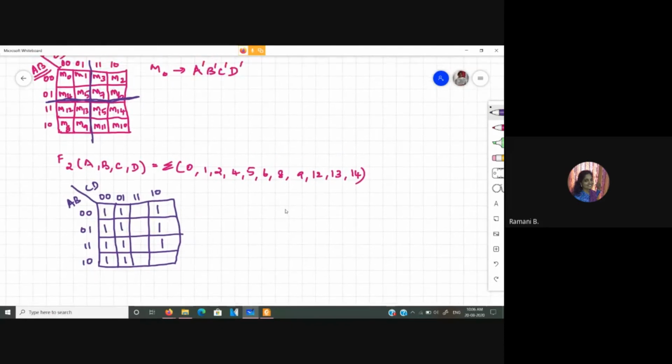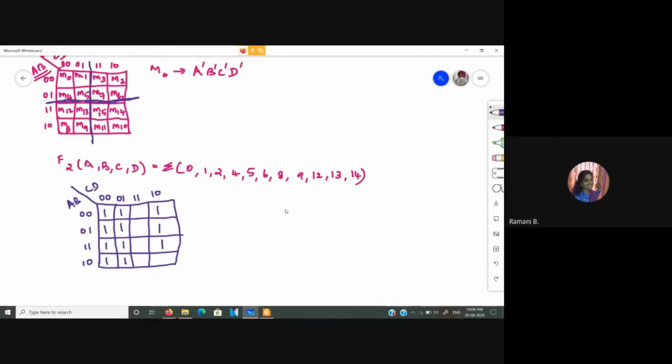Okay, so for reference, you can see this thing. So 0, 1, 2, 4, 5, 6, 8, 9, 12, 13 and 14. So with respect to that, I have filled the map. Now we see for adjacent ones. So here we always look for the maximum grouping. Okay. So here in this, if we check, you can group these 8 ones. So we can form a octet.